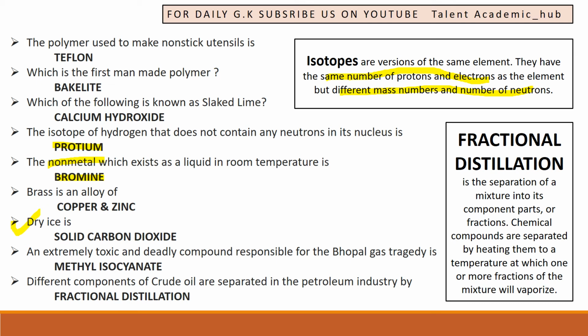Chemical compounds are separated by heating them to a temperature at which one or more fractions of the mixture will vaporize.